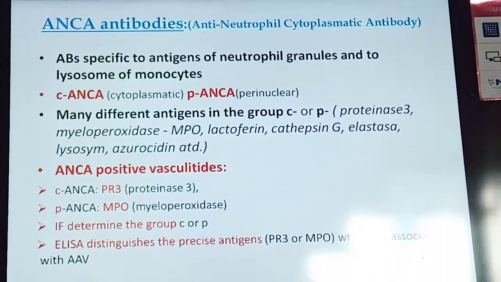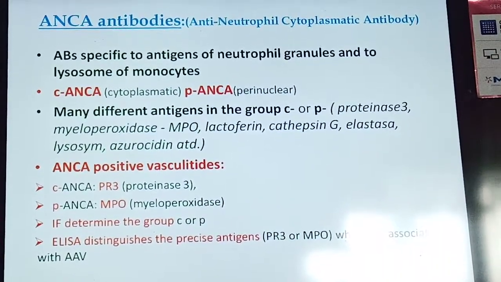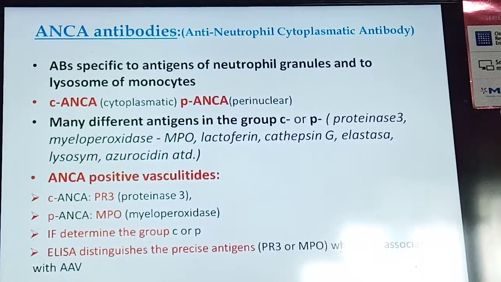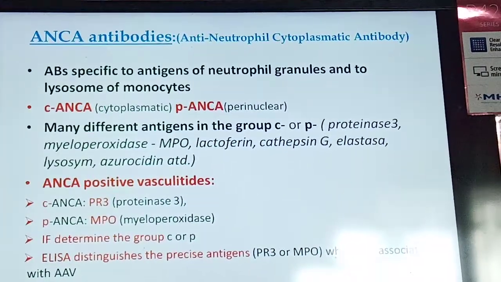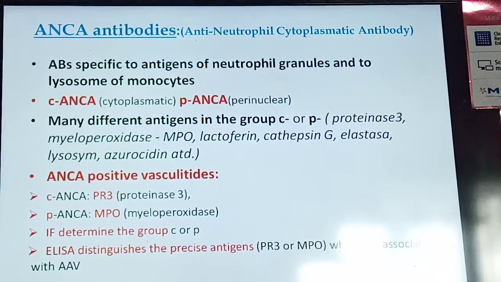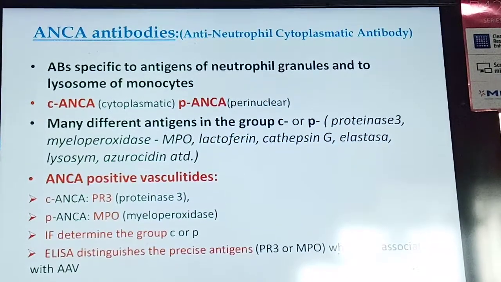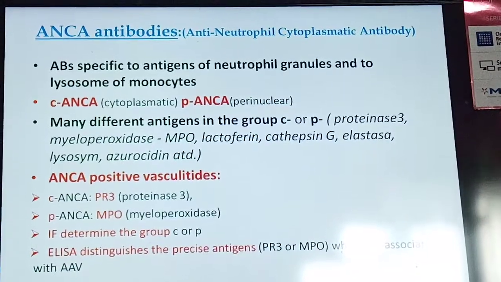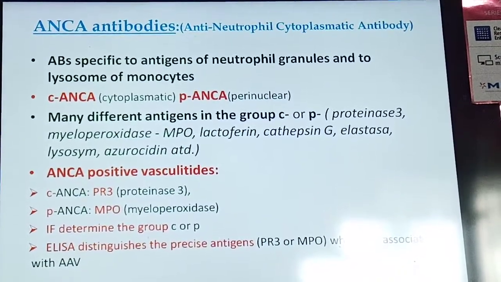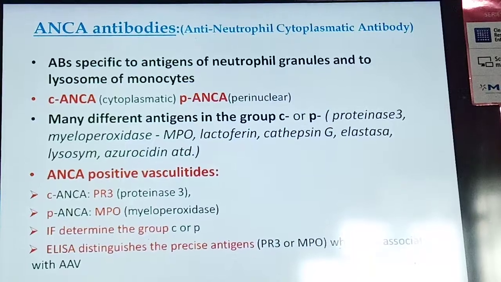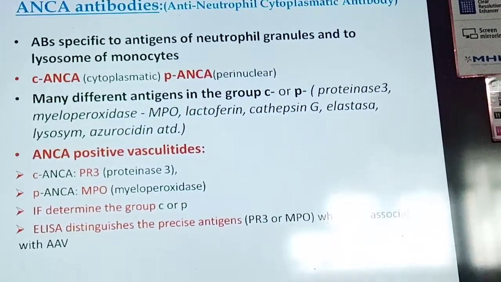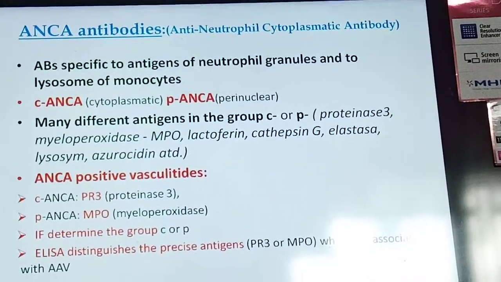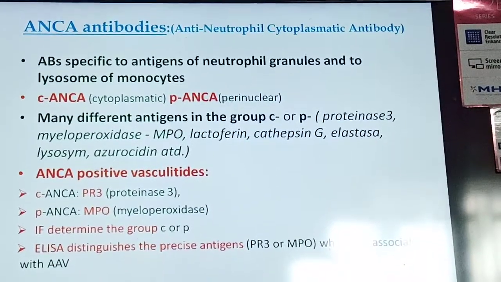Now the ANCA antibody, that is the anti-neutrophil cytoplasmic antibody. This antibody is specific to antigens of the neutrophil granules and to the lysosomes of monocytes. So these ANCA antibodies may be of two types: one is C-ANCA, another is P-ANCA. C-ANCA is the cytoplasmic antibody, and P-ANCA is the perinuclear antibody.